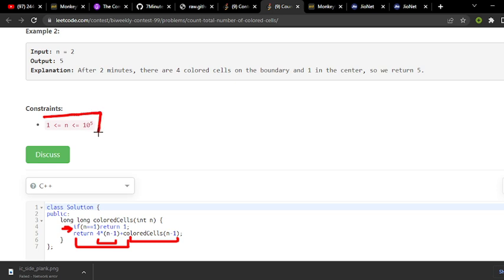The constraint is 10 raised to the power 5, so it can work. But if it is more than 10 raised to the power 5, then it will give TLE, but it is in our range, so this recursion solution will work.